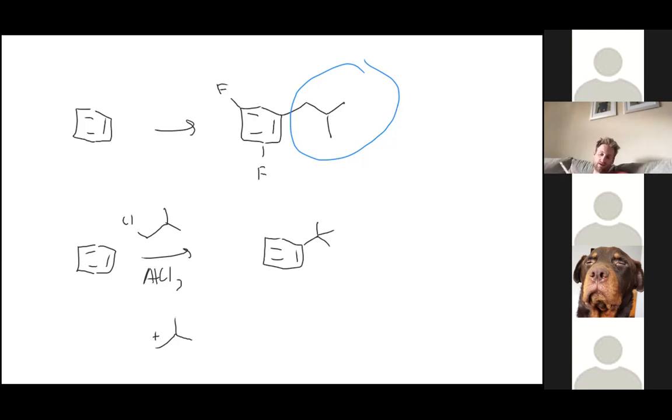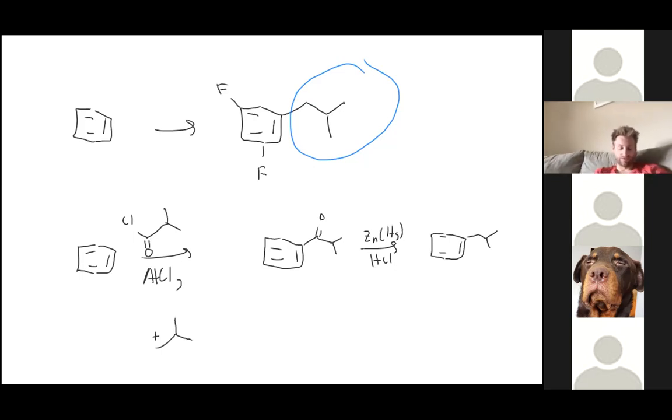So in order to get that kind of group there, we'd have to add the acyl intermediate and then do a reduction. So something like this, followed by adding in zinc, mercury, HCl, can get us to this product and avoid that rearrangement.